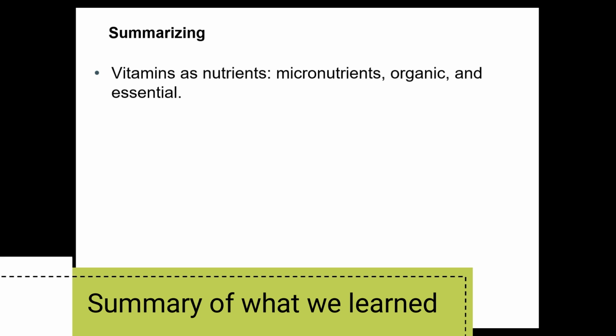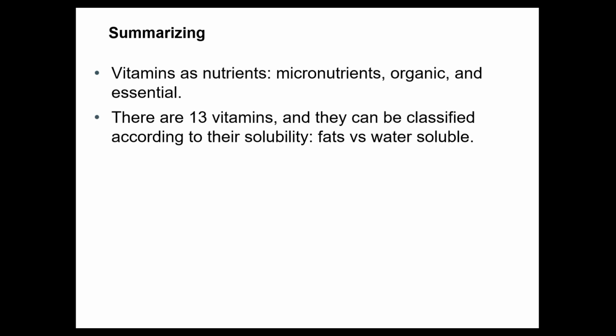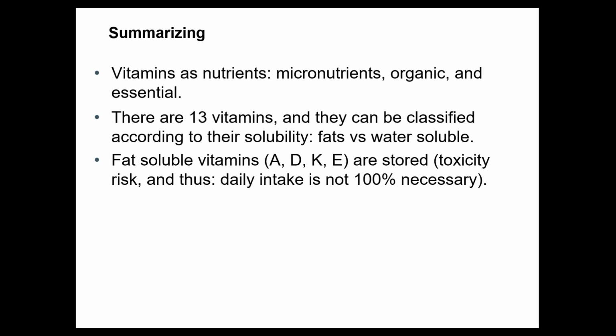Vitamins as nutrients can be classified as micronutrients, organic, and essential because we depend on foods to obtain them. There are 13 vitamins and they can be classified according to their solubility. This solubility will influence the way we store them or if they are likely to become toxic or not. Fat-soluble vitamins are stored, therefore there is a high toxicity risk. Daily intake is not 100% necessary. It doesn't mean that we don't need them. It's just that if you miss them one day, it's not a big deal.